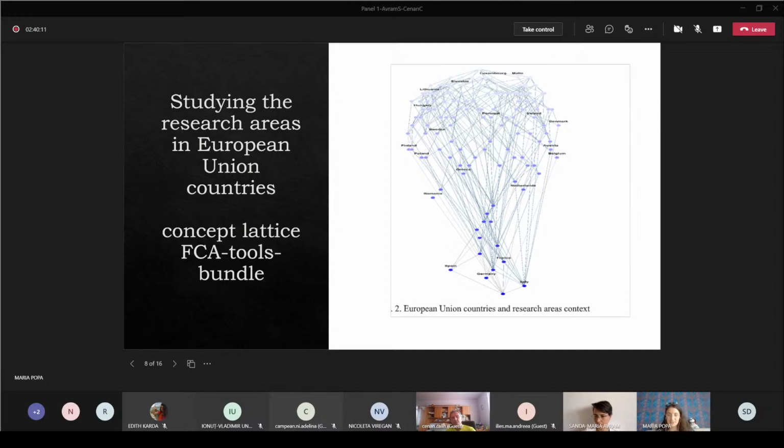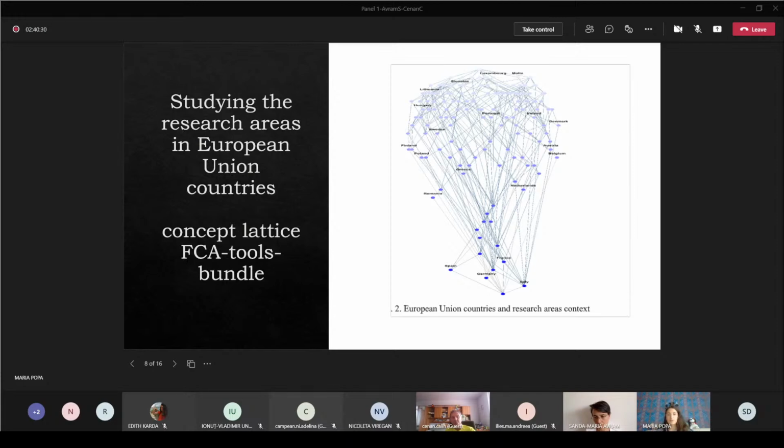So I don't really understand the question. You mean building the clusters? You have here European Union country and research area. Is it not better to have two separate things?